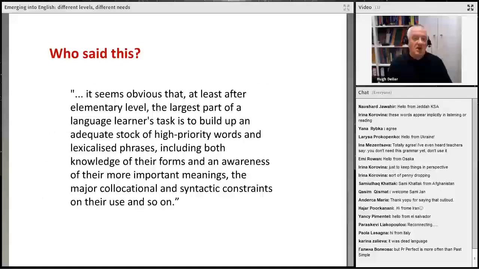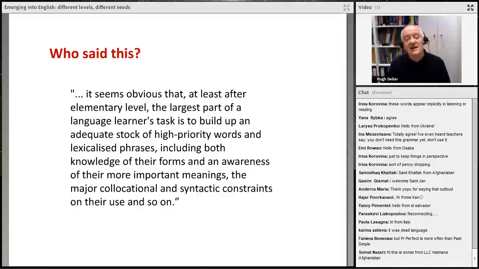So a quick quote to put all of this in context, okay? Present perfect more often than past simple. Yeah, I'll come to some of the questions later, okay? There's so many comments going on, I can't follow them all. Here's a quick quote. Any ideas who said this?